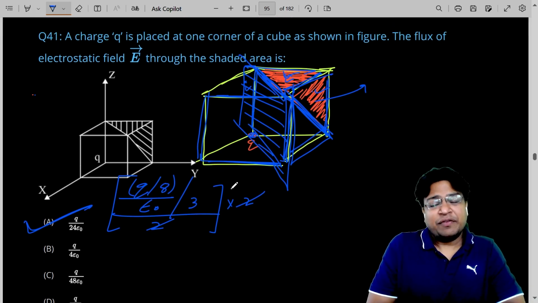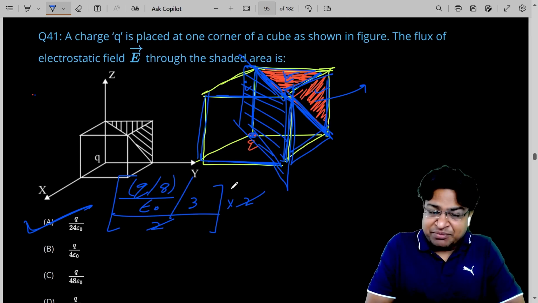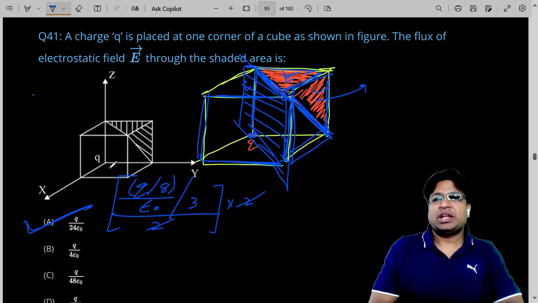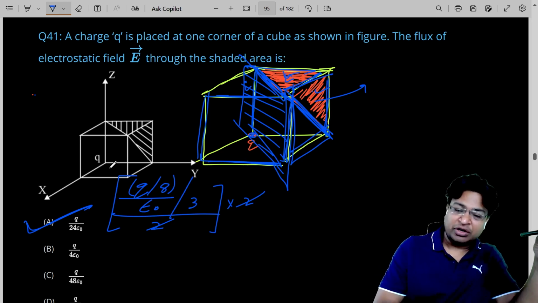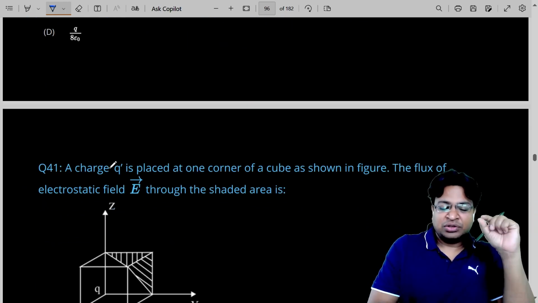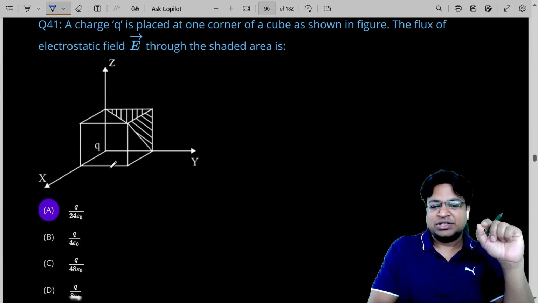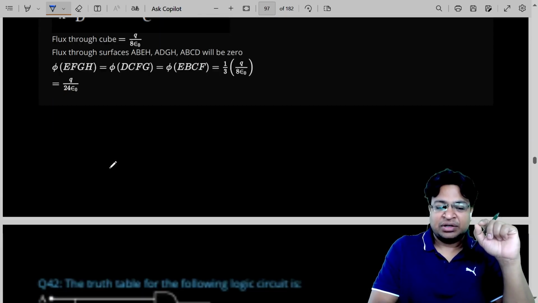All right. A bit of imagination is needed in this question, and a bit of experience is needed with questions in which the particle is kept at the edge of the cube, maybe at the center of the cube, or at the corner of a cube. So a bit of experience is needed to understand whatever I've done here.